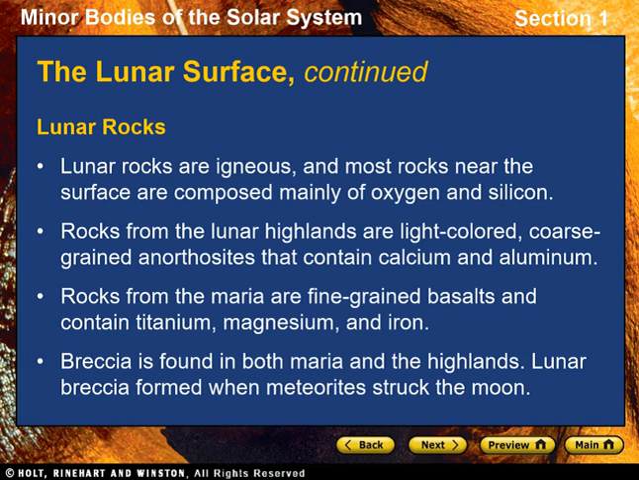One type of rock that occurs in both Maria and the highlands is breccia. Lunar breccia contains fragments of other rocks that have been fused together. These breccias formed when meteorites struck the moon. The force of these impacts broke up rocks, and the heat from the impacts partially melted the fragments.